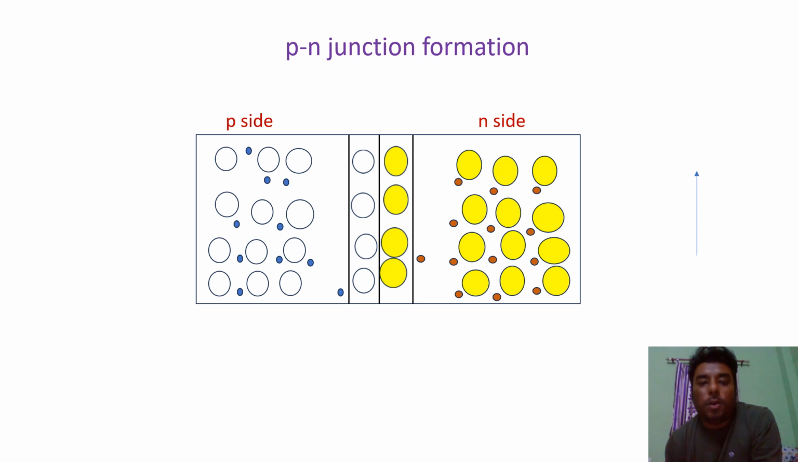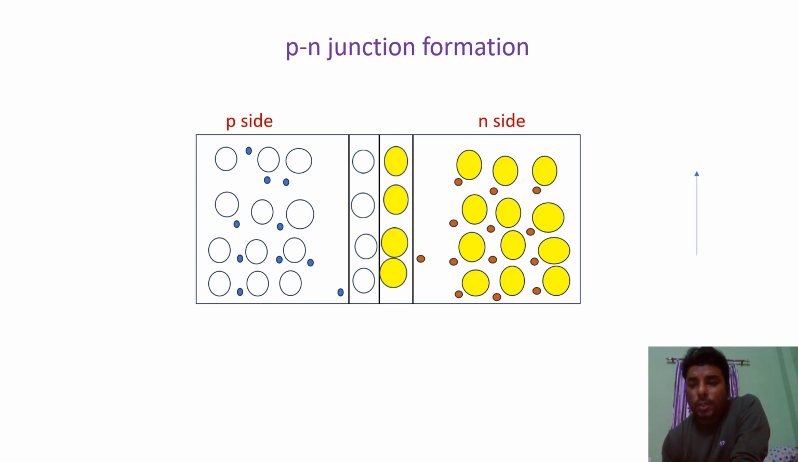After that, what will happen? These electrons will recombine, and there will be no effect of those charges. Only the positively charged ions and negatively charged ions will be there. Due to this, there will be no further flow of electrons and holes. After that, the diffusion will be stopped.